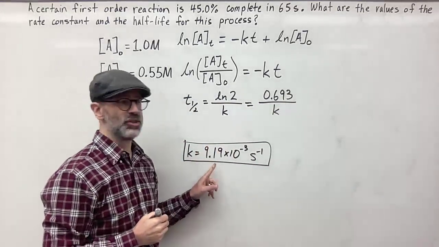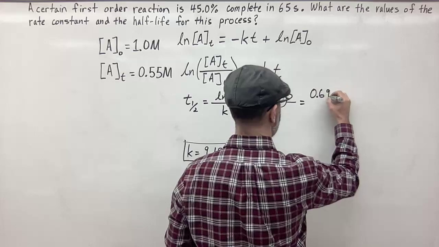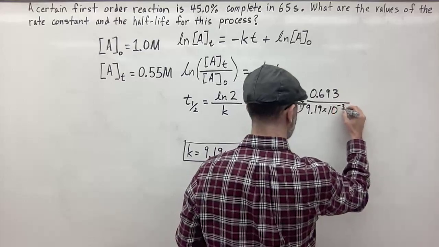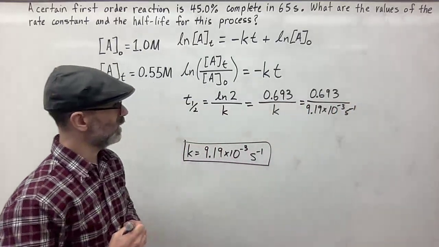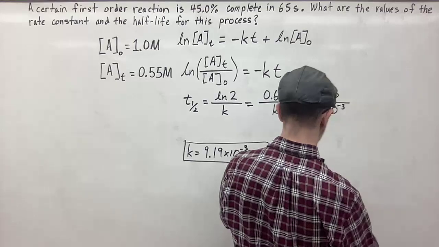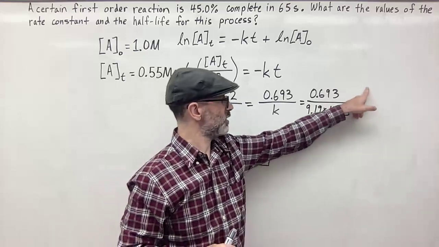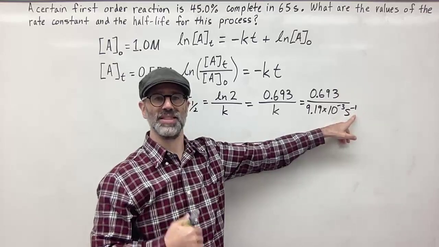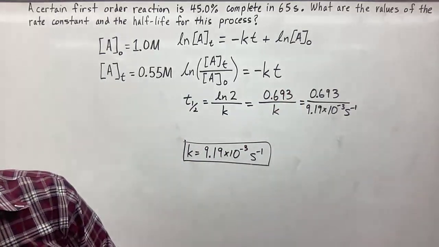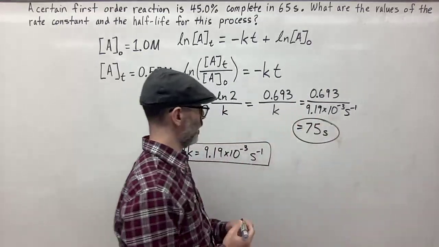And so since we calculated k, we just plug in k here and then divide. So that's going to be equal to 0.693 divided by 9.19 times 10 to the -3 per second. And again, I have seconds to the -1 here. So when I divide this, I can bring this up to the top and then again change the sign. So seconds to the -1 becomes seconds to the +1, which is just seconds. So if I divide these, I get 75 seconds. So this is equal to 75 seconds. So that is the half-life of this process.